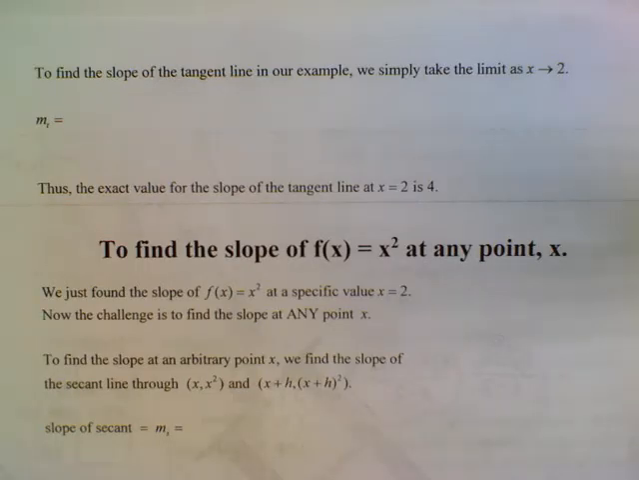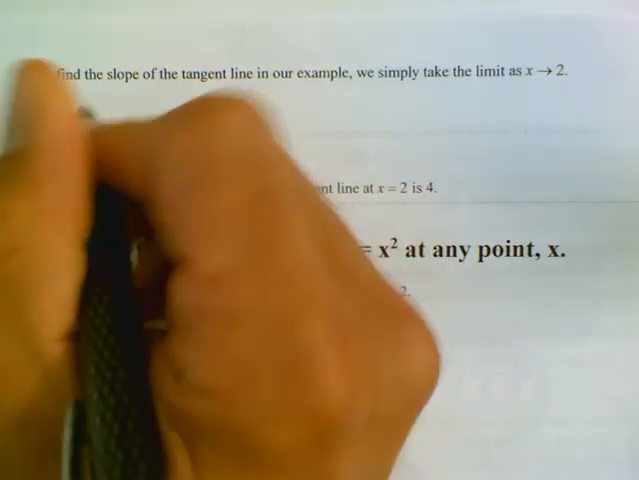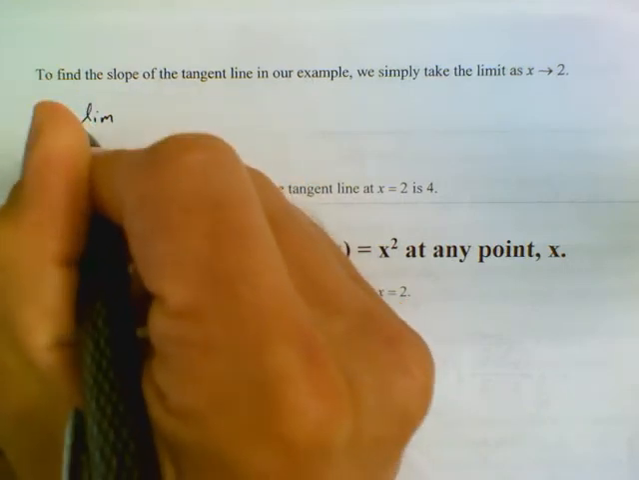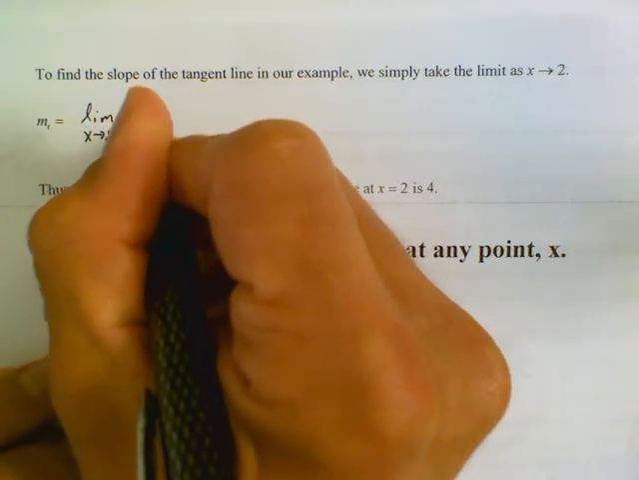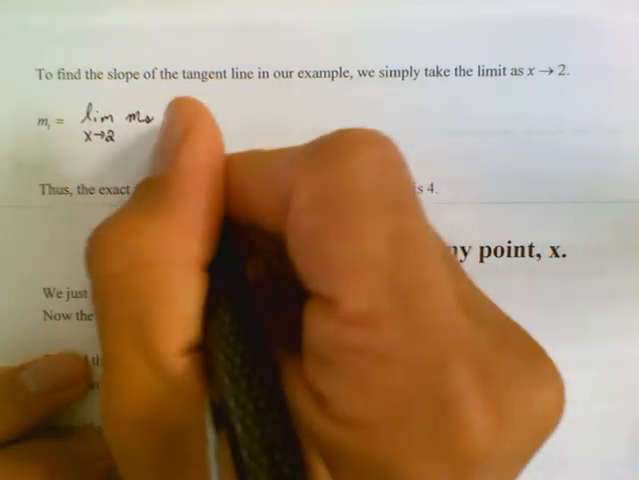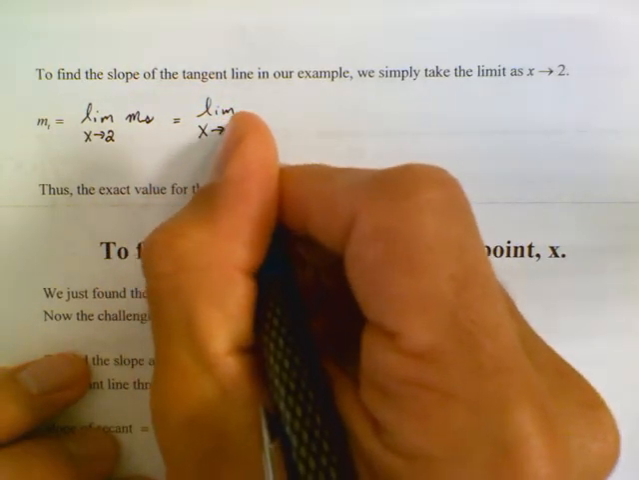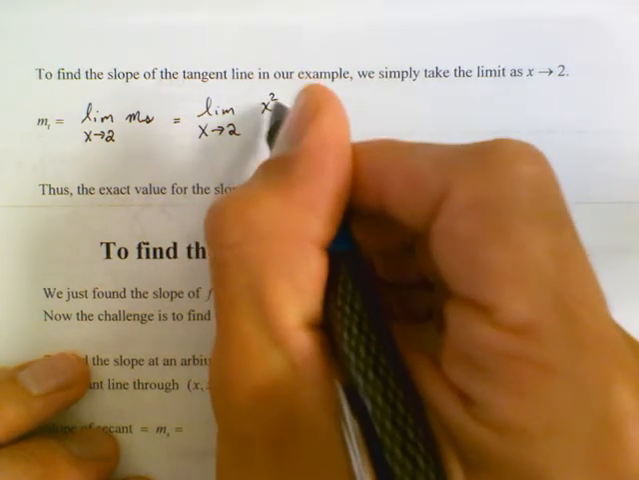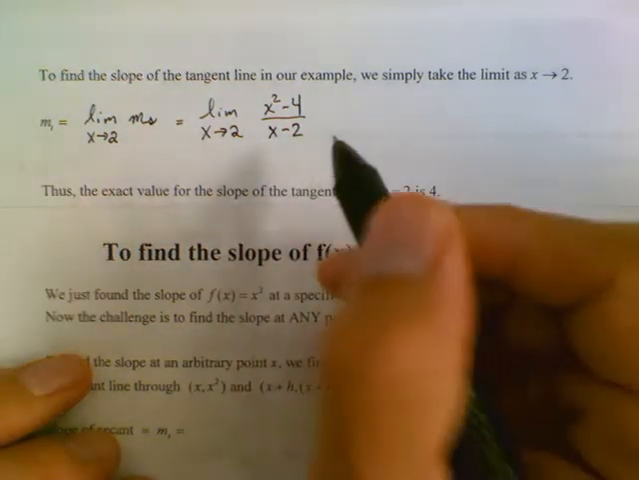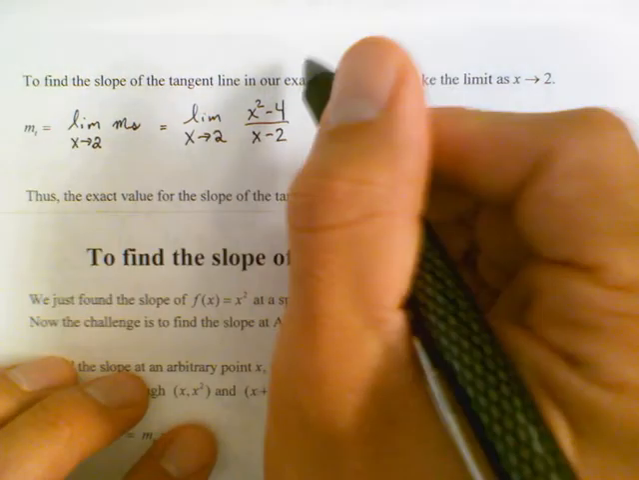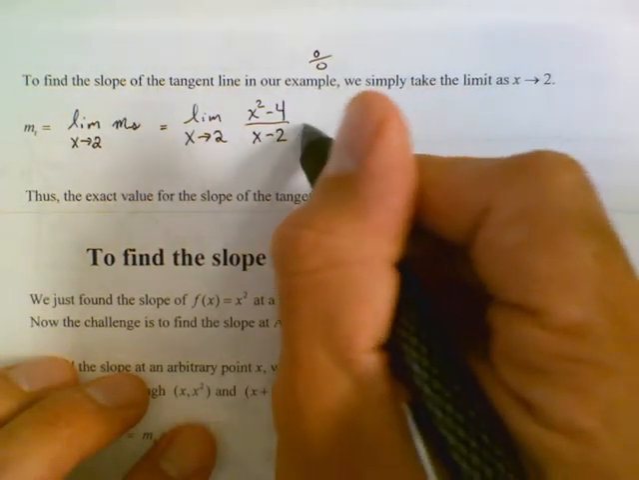In order to find the slope of a tangent line, in our example, we simply take the limit as x approaches 2 of the equation of the secant, right? Now what was that equation? Well, it's the limit as x approaches 2 of, I think it was, x squared minus 4 over x minus 2. And remember, if we substituted a 2 in there, we would get indeterminate form, which tells us that we need to factor.